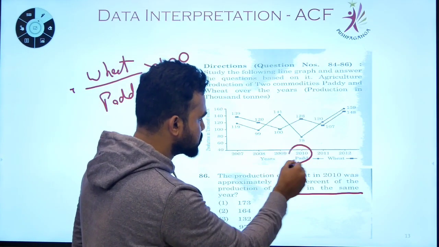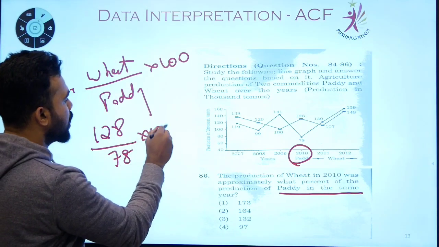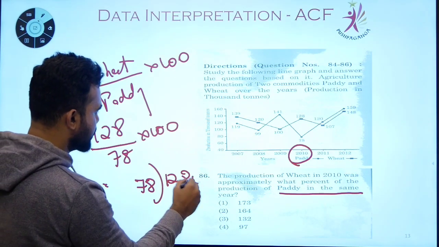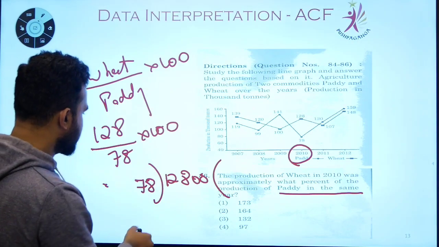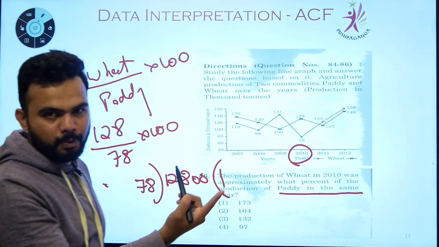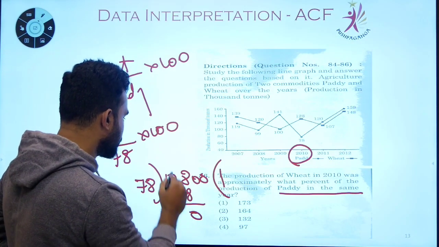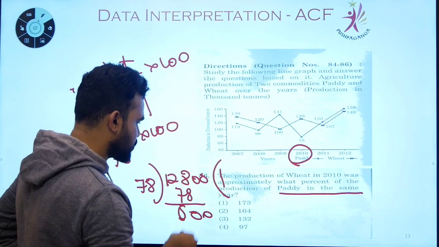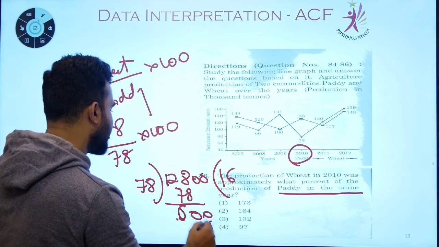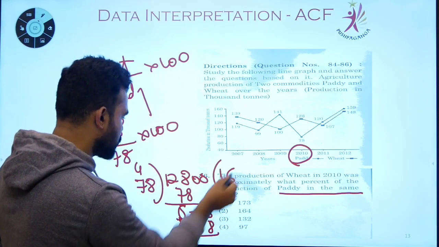In the year 2010, it is 128 divided by 78 into 100. So 78 into 128, 100. If you go with twice, 70 plus 70 is approximately 140, and 128 will be lesser than that. We can't take 2, so 78 ones are 78, 12 minus 7 is 5. Then we can go with 6 as the nearest answer. 8 sixes are 48, 7 sixes are 42, 42 plus 4 is 46. So 6 is the nearest answer.